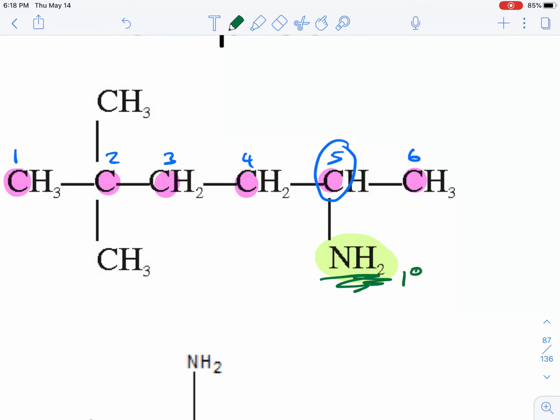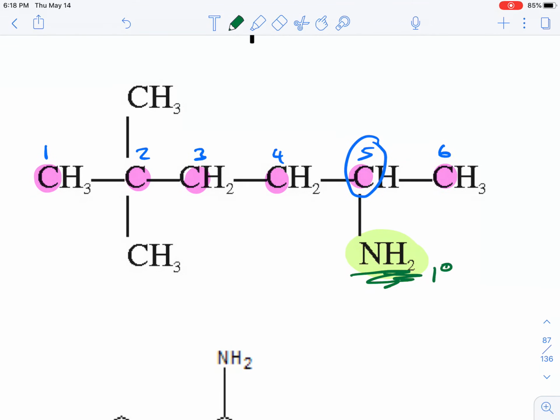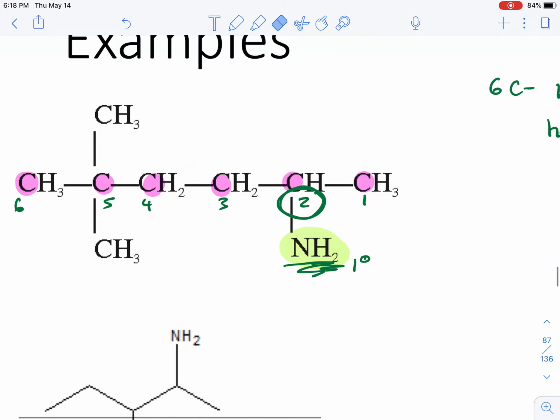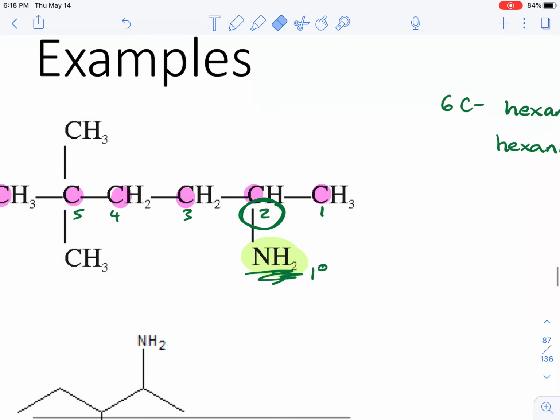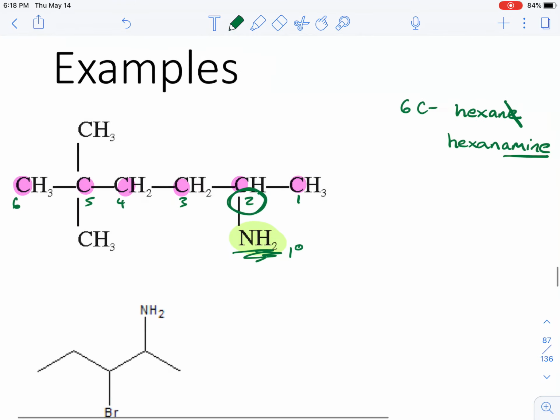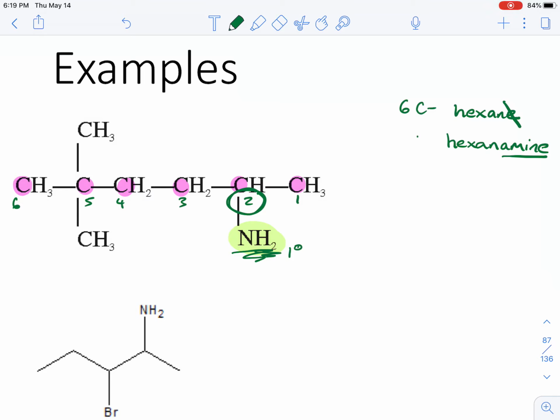Let's see if we can reduce that value if we number it from right to left. 1, 2, 3, 4, 5, 6. And so here in this case, it turns out 2 is lower than 5. And so we can go ahead and erase the numbering system that I did at the top and leave the numbering system in green in place. So that's the correct numbering system. And so it looks like I have to put a 2 in front of hexanamine to communicate to the reader that the amine is on carbon number 2.